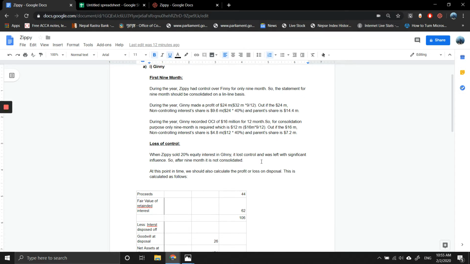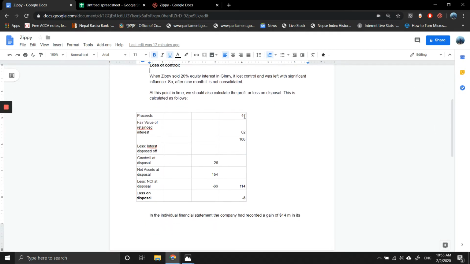And then during disposal, what we need to calculate is how much money we received, which is the proceeds, and then the fair value of retained interest. This is the valuation of the company at the disposal date, which is 106, okay? So that's the total value of the company. And then what you do is, how much is your interest? If you subtract it, you will get your profit or loss, right? Because if this is the whole company, and then you subtract your goodwill and your net assets, everything that you have interest in, you get your loss or profit, right?